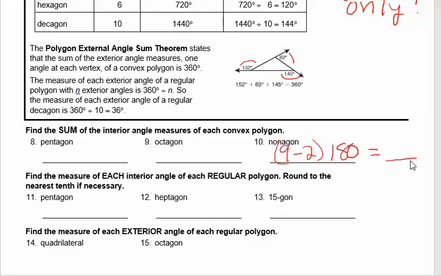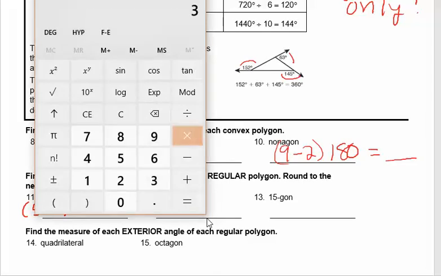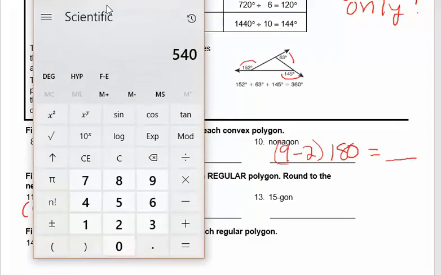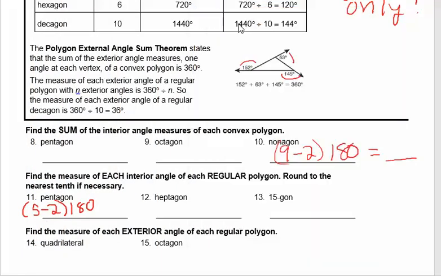Now in 11, 12, and 13, you have to find the measure of each interior angle of a regular polygon. So we can't answer this until we first figure out the sum. So let's do number 11. To find the sum of the interior angles, we use the formula where you take the number of sides minus 2 and multiply by 180. So 5 minus 2 is 3. 3 times 180 is 540. So we took 3 times 180 and got 540 for the sum of all the angles.